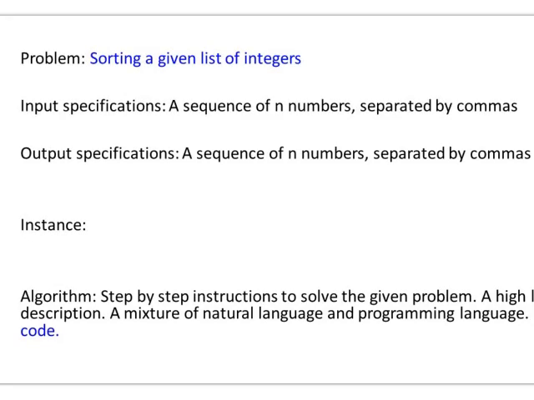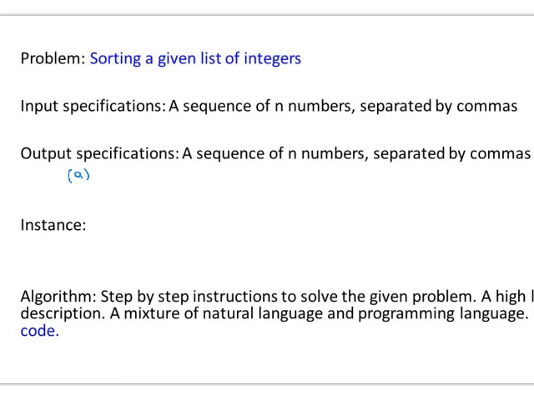So in this case, our problem is sorting a given list of integers. What's an input specification? It says that my input is a sequence of n numbers that are separated by commas. Okay, and what is my output specification? My output specification says that I need in the output a sequence of n numbers separated by commas. But is that enough? Actually, we need something more in the output. What should the property of the output be such that our problem is solved?